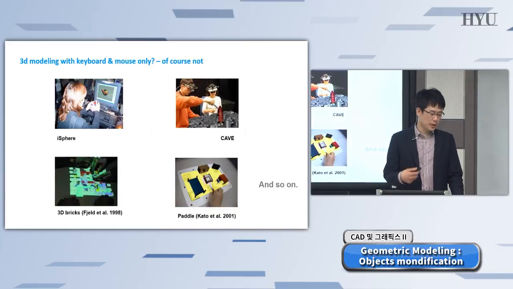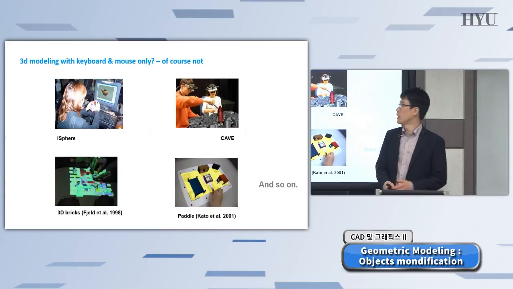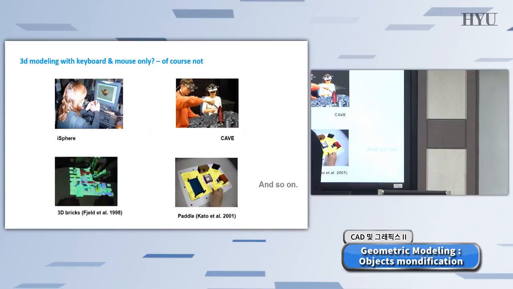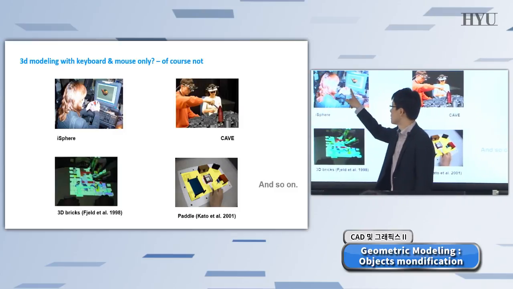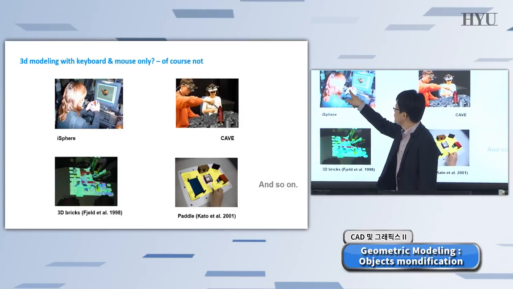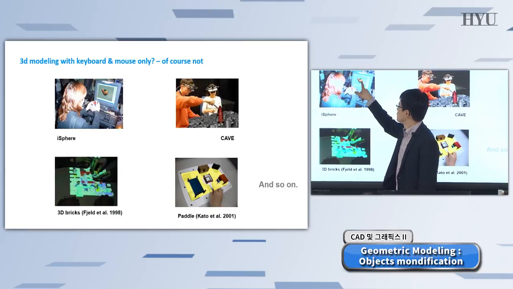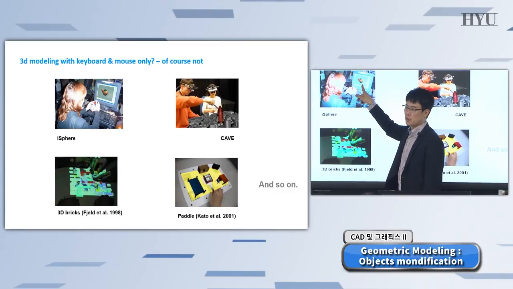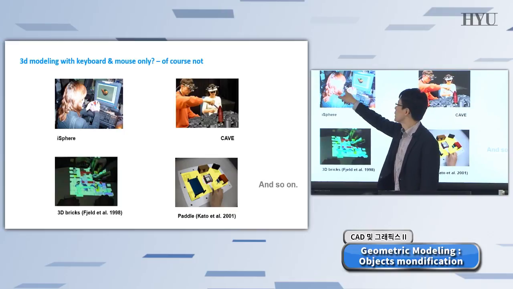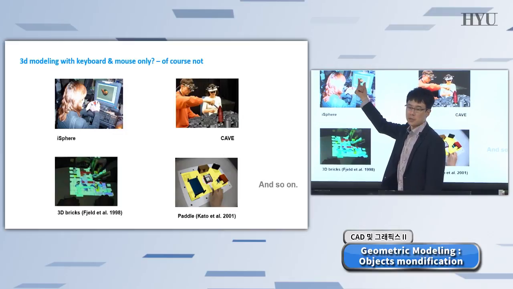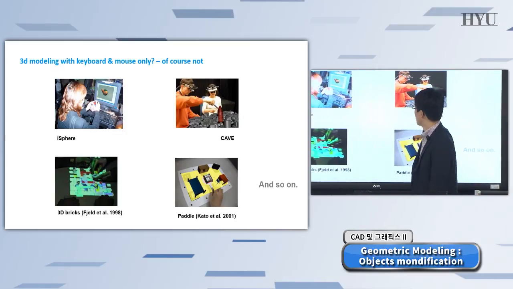But of course, there are different and ideal interfaces. Take a look at this object named iSphere. Think about this as a 3D mouse, okay? If you push some part of this object, the geometry is going to be pushed, okay? Or if you pull the other side, this one is going to be extruded, okay? In 3D, this is a 3D object.